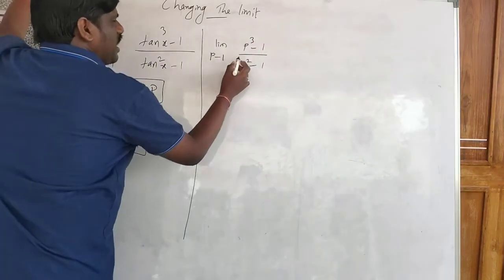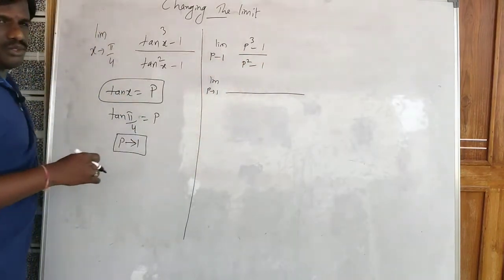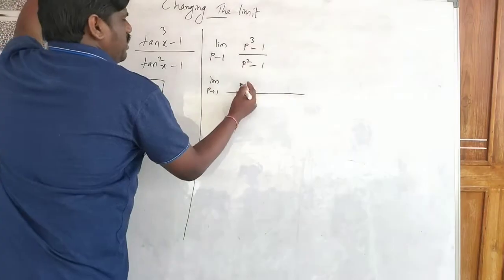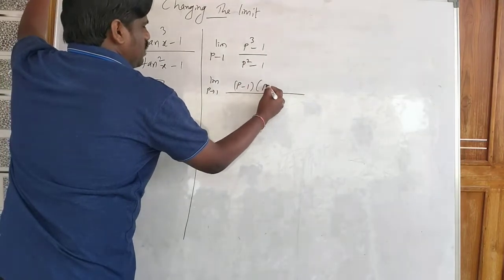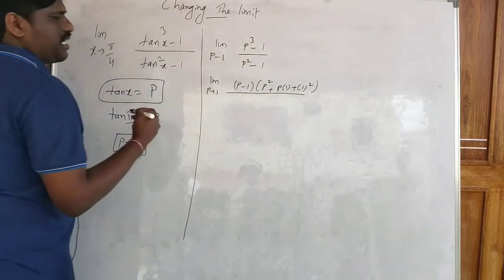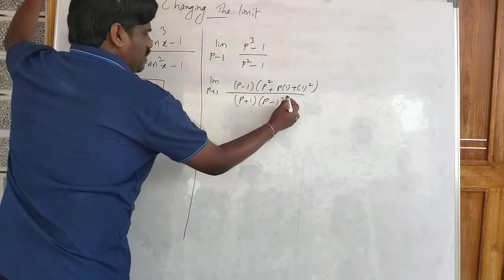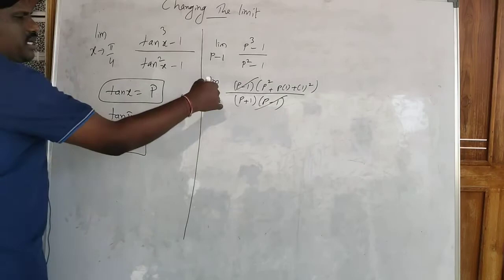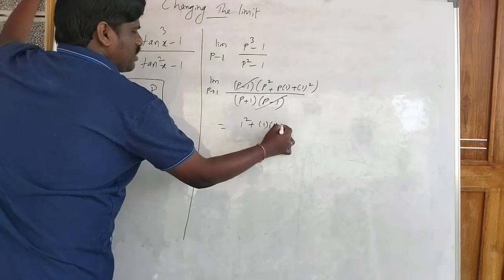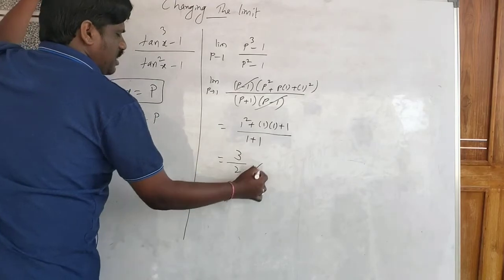So therefore here I can use the formula. This can be done in two methods, but if you don't know the standard formula, I am doing it by the factor method. The a cube minus b cube formula is (a minus b) into (a square plus ab plus b square). I used the a cube minus b cube formula. Here (p plus 1) into (p minus 1), the p minus 1 factors will cancel out. Now you can substitute the limit: (1 square plus 1 into 1 plus 1 square) upon (1 plus 1). So the answer is 3 upon 2.